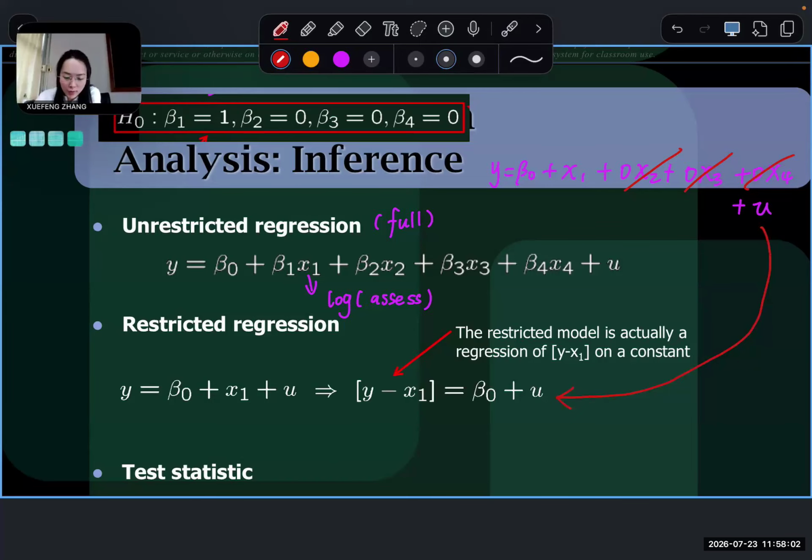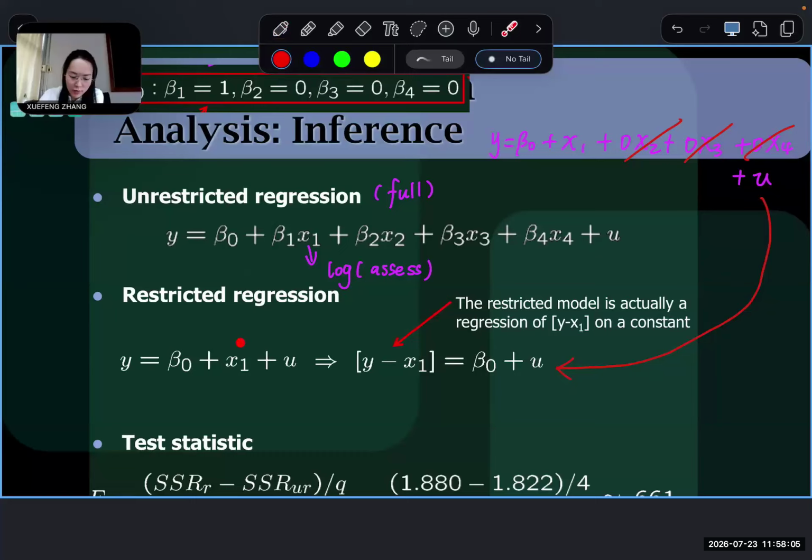And then you rearrange it, okay? You move x1 to the left side, you'll get y minus x1 equal beta 0 plus mu. So the restricted model is just a regression of a new variable. This is our new variable, y minus x1. The restricted model is actually a regression of y minus x1 on a constant, because we have only beta 0 here, right?